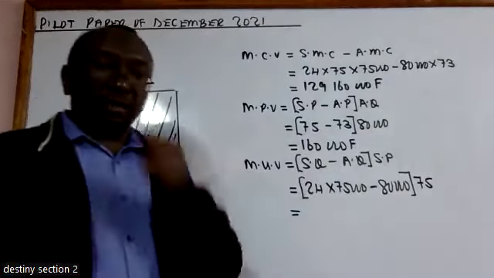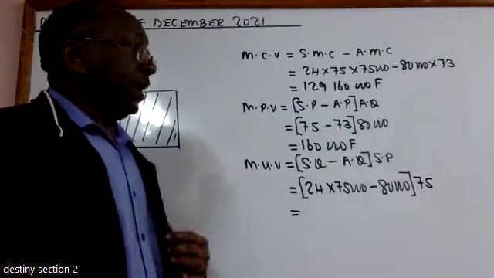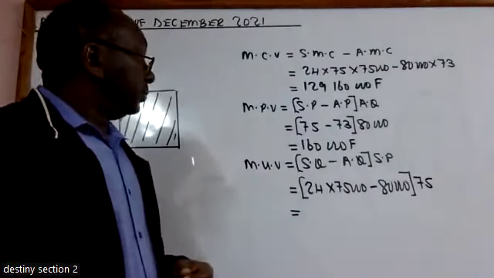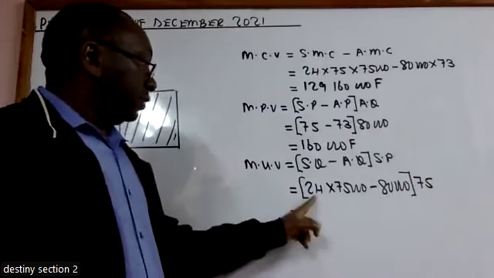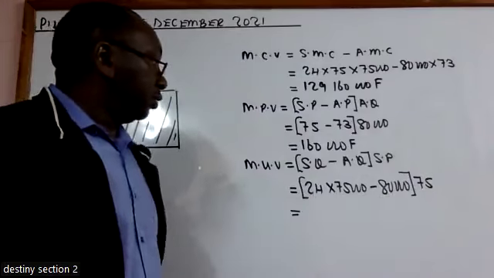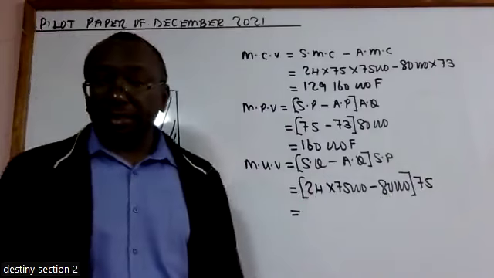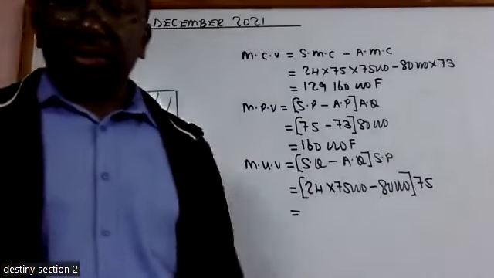Though according to me, in that question there is a typo error. Either this one should be about 8 million or this should be 2.4, something like that, but nonetheless, we just work with what is available.